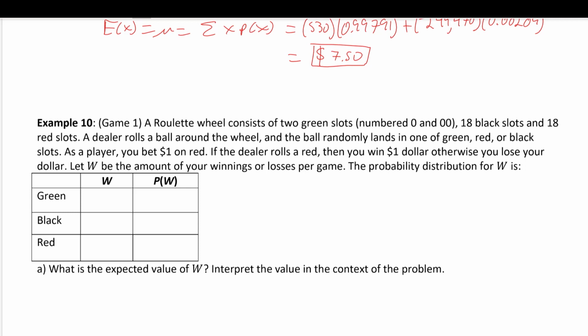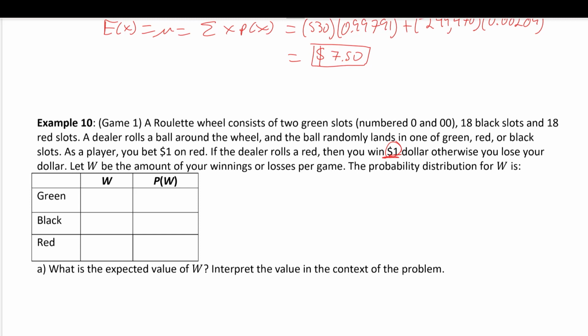So as a player, you bet $1 on red. Now, if the dealer does roll a red, you actually win $1 back. You double your money, essentially, so you net $1. Otherwise, you lose $1. So if it lands on either green or black, you lose that $1 that you bet. They're already telling you what the cash flows are. You don't have to do any subtractions. Let W be the amount of your winnings or losses per game. So this is from the perspective of the player, right? The probability distribution for W is the following.